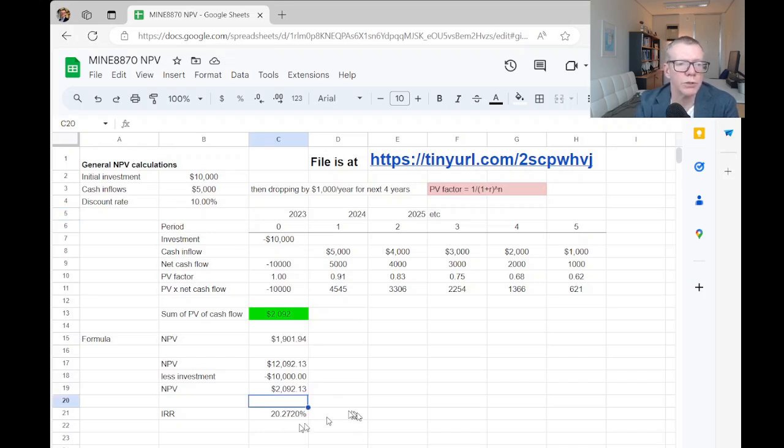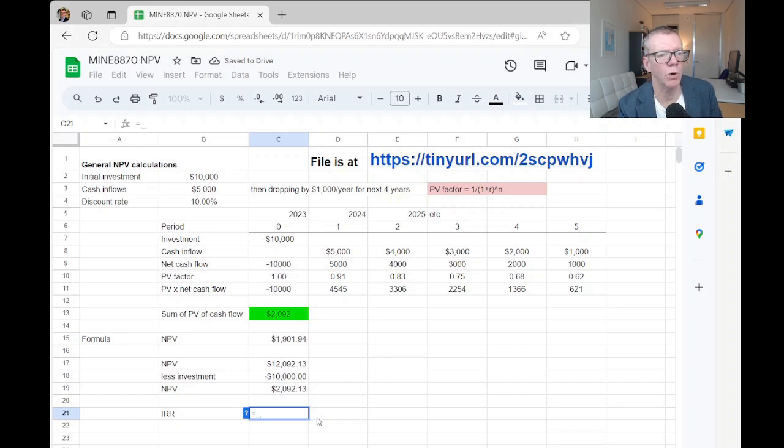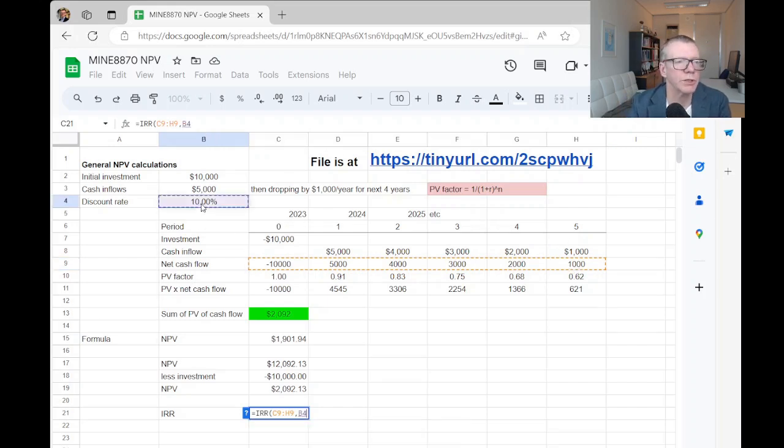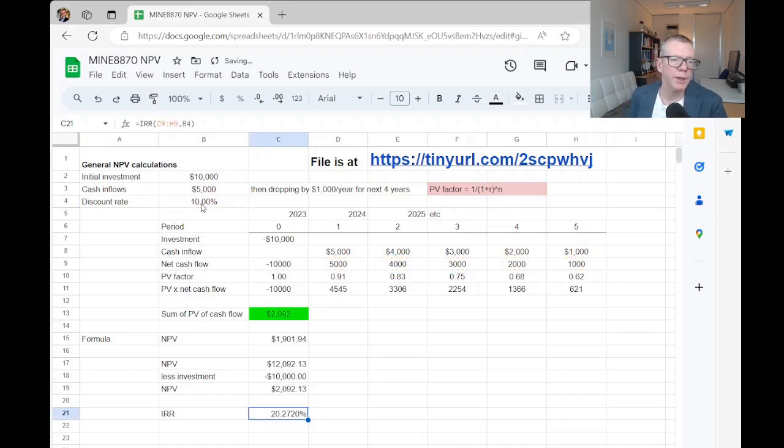What we can see here is that both Google Sheets and Excel can do this, and I'll start afresh here. If we type in equals IRR, and then I'll give the cash flow amounts, and here it just wants me to give a starting guess because it does an iterative process. Let's just say 10% as the start. Then it's going to tell me that 20.27% is the discount rate that makes the NPV of this project equal to zero.